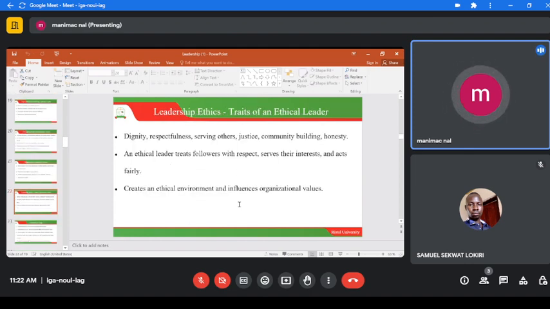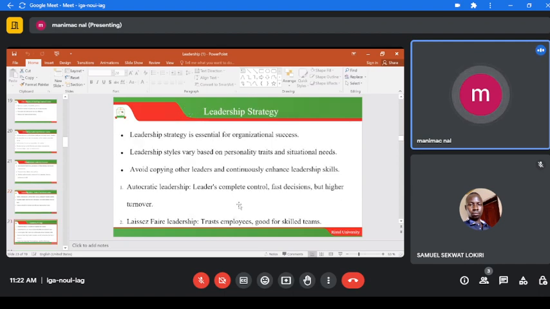Furthermore, you must also look at dignity, respectfulness, serving others, justice, community building, and honesty. An ethical leader treats followers with respect, serves their interests, and acts fairly for the people he is representing. You must create an ethical working environment and also influence organizational values.